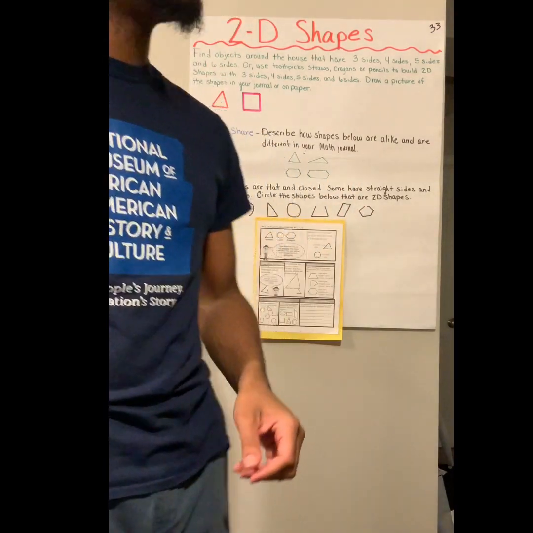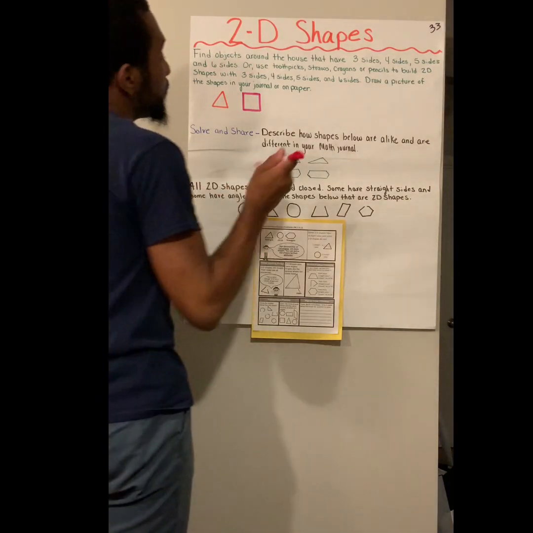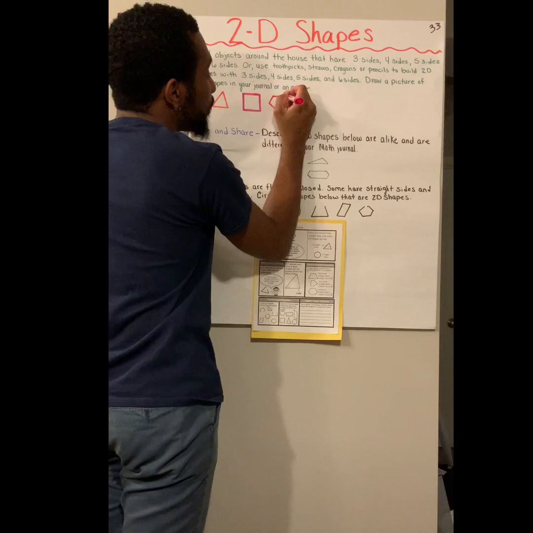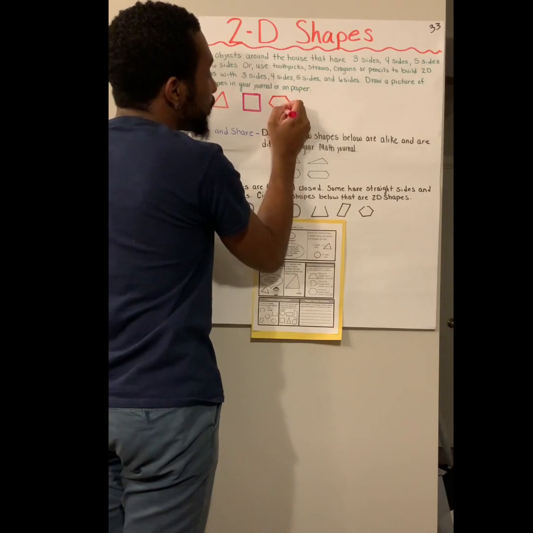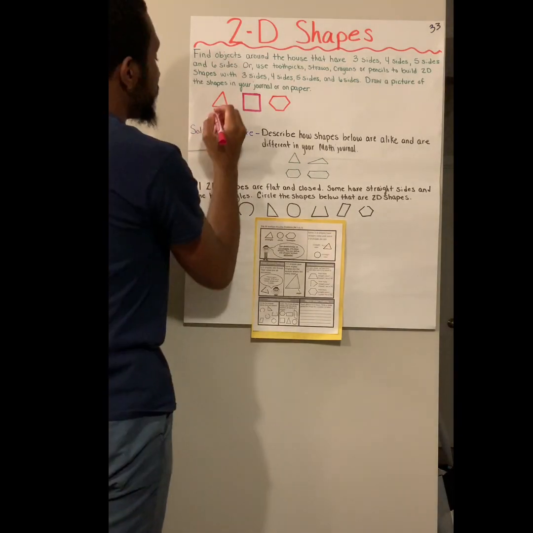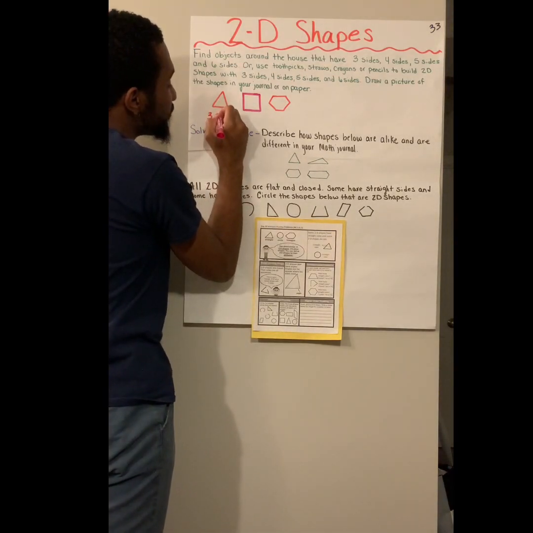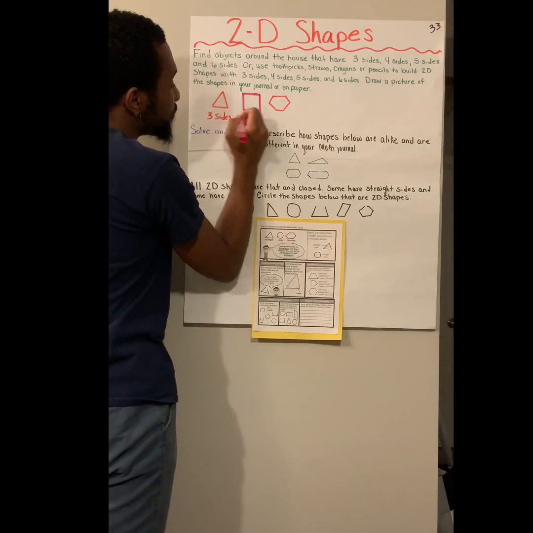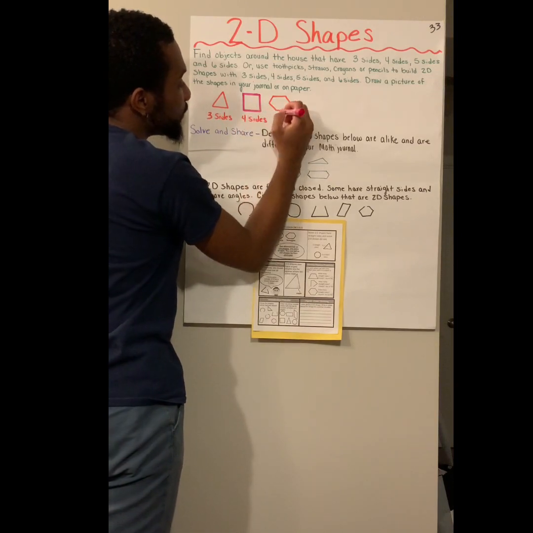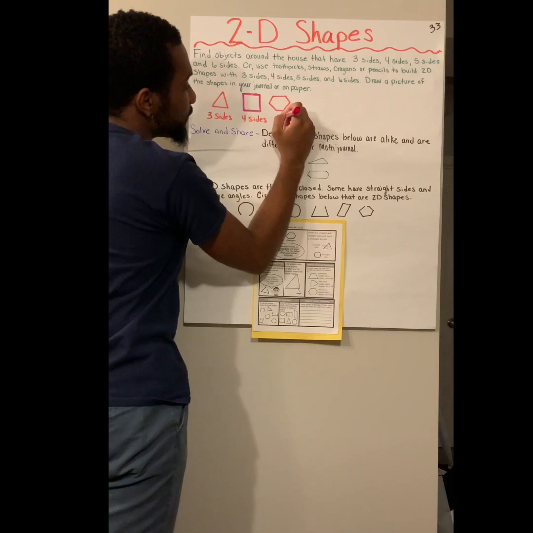Which is a heptagon. And I'm going to draw a heptagon. So once again, we have 3 sides, 4 sides, and 6 sides, okay?